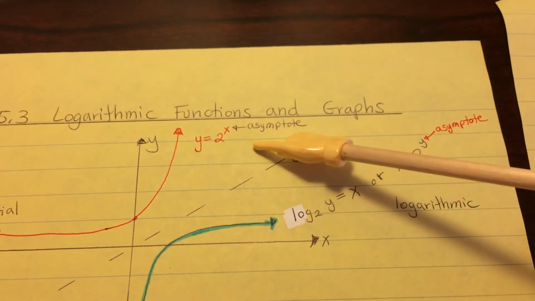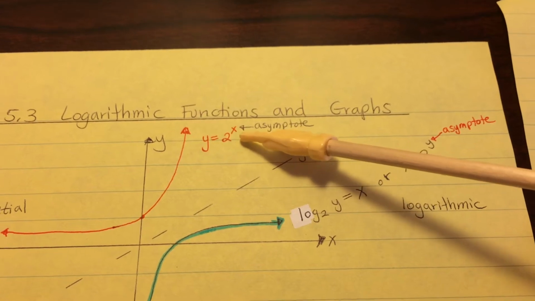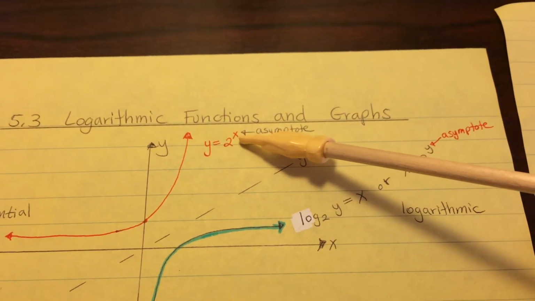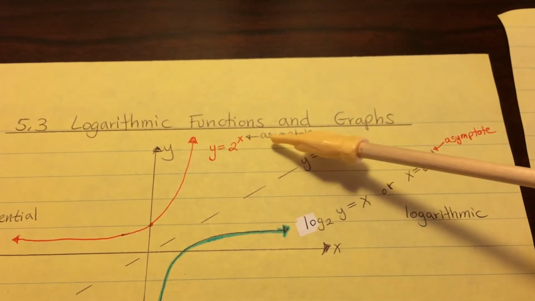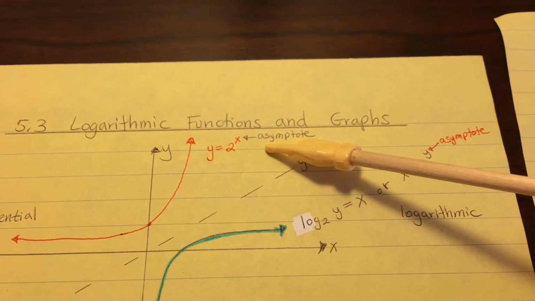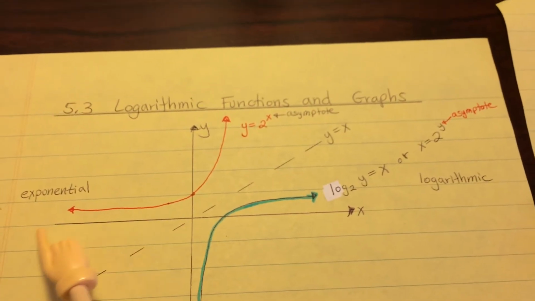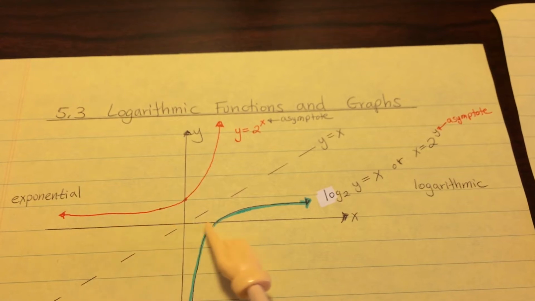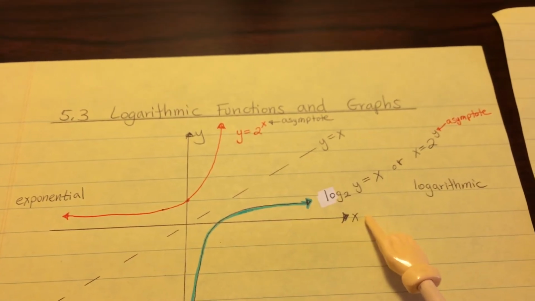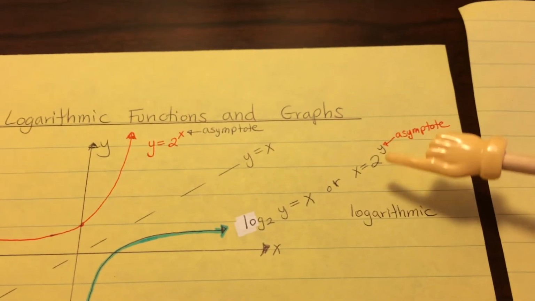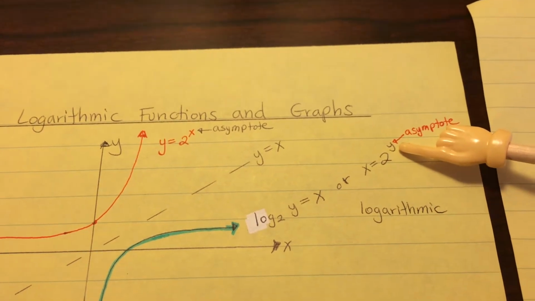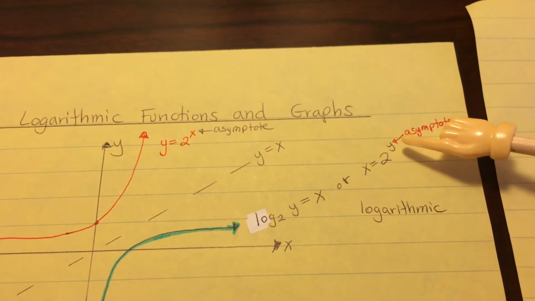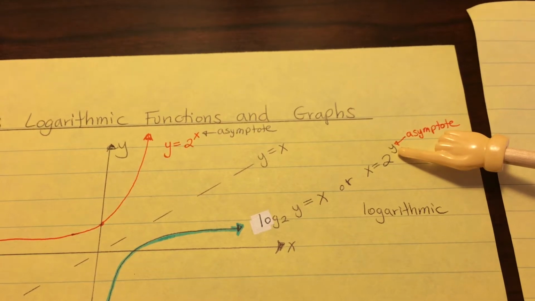Also, if you notice, the asymptote is found on the exponent right here. The x right here is going to be the exponent. So that's your asymptote. This graph right here never touches the x-axis because that's your asymptote. Now if you switch the x and y, notice that the y is up on the top now. So the y becomes an asymptote for the log.